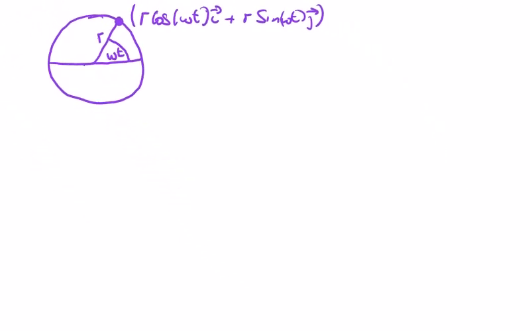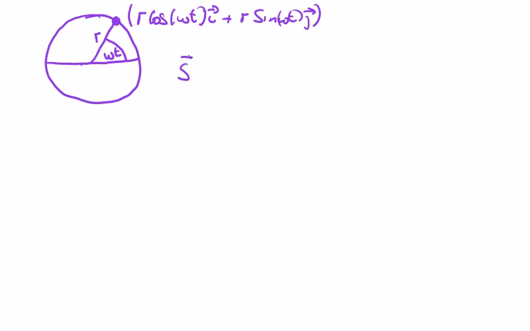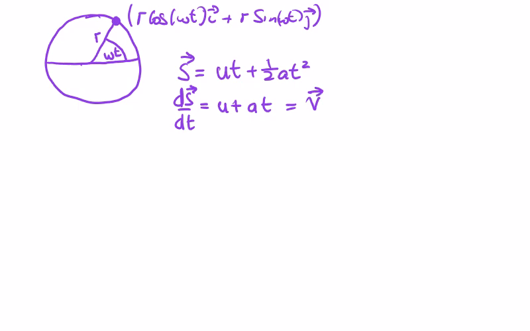And if we write our displacement formula out, what is s equal to? ut plus a half at squared. We're looking to get to acceleration, don't forget. If we differentiate s with respect to t, or displacement with respect to time, we're going to get u plus twice a half, which is 1, so just u plus at, which is my velocity vector.